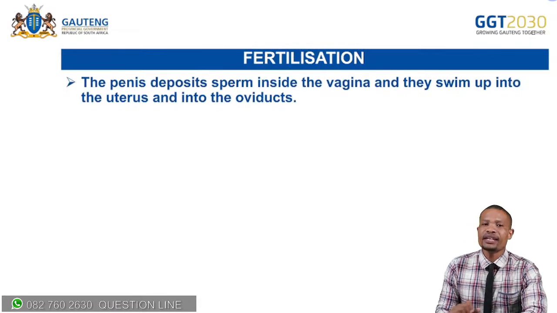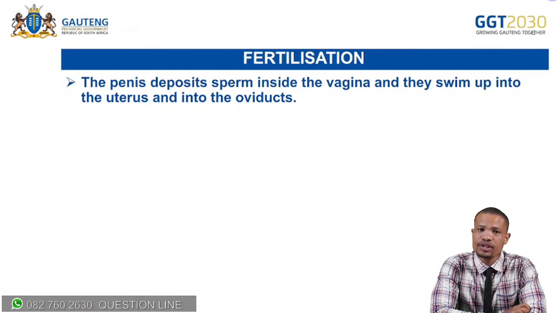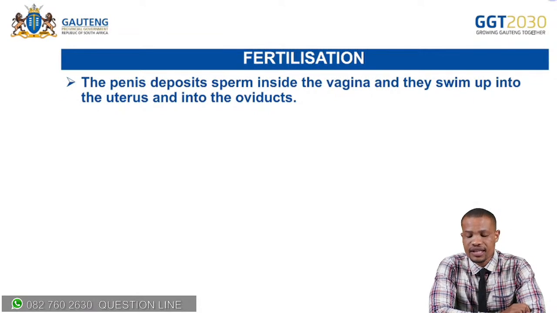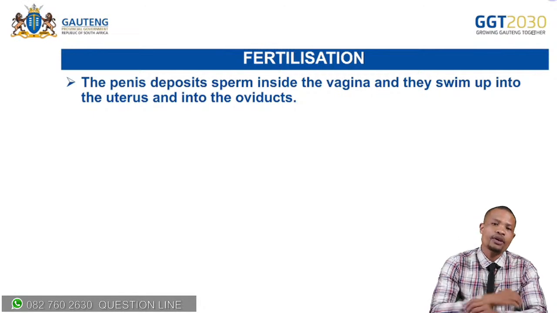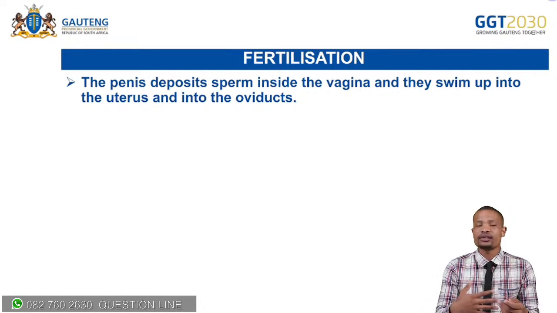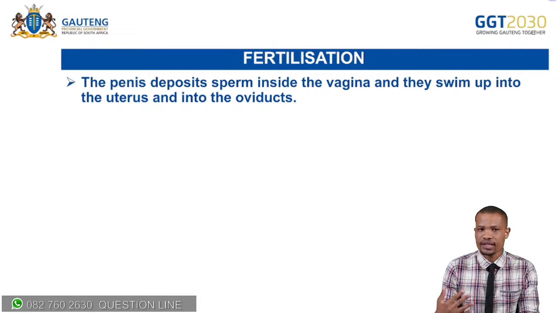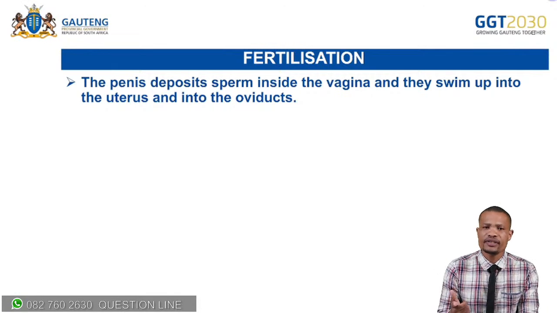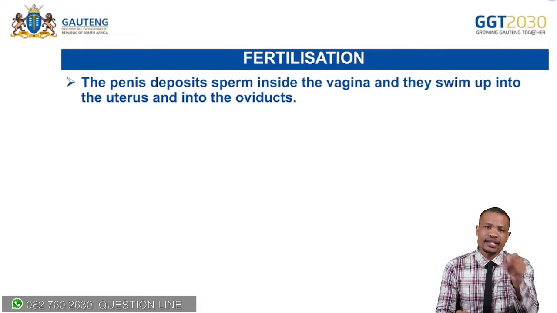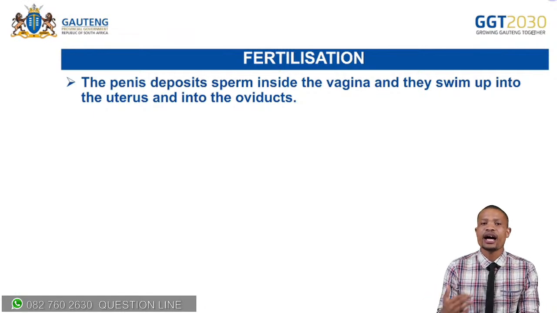Okay, so the penis deposits sperm during fertilization. The penis deposits sperm inside the vagina, and they swim up into the uterus and into the oviducts. Remember, we said the oviduct is where fertilization usually takes place. So after ejaculation, the sperms will swim all the way through, being facilitated by the many mitochondria. If you still remember from our previous lesson, we said that the sperm has a head and it has a collar which has many mitochondria and a tail.